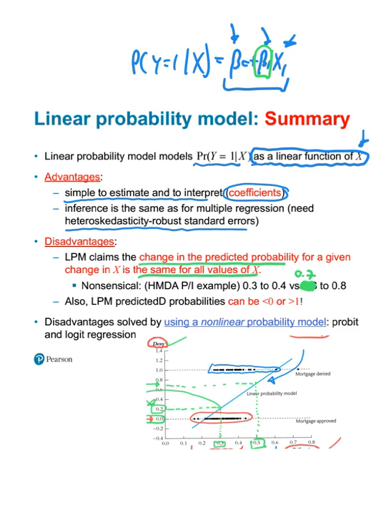Also, another big problem with the linear probability model is that sometimes it predicts probabilities that are actually less than 0 or greater than 1. I brought this over from the prior slide. According to this estimated blue line, when the PI ratio is around 0.15, the estimated likelihood of being denied is actually less than 0. If you have a significantly low PI ratio, the likelihood of you being denied is effectively 0, but this says it's less than 0. How can that be? We should agree that's not possible.